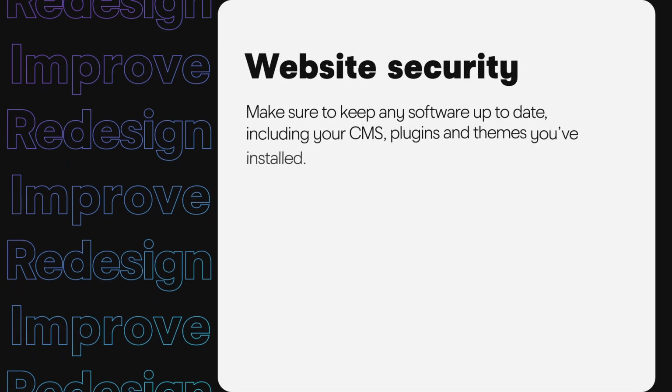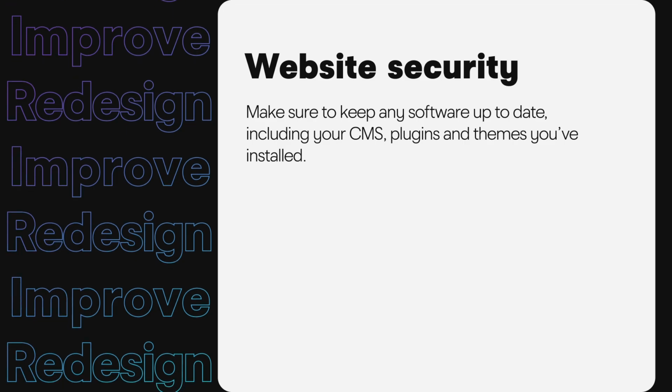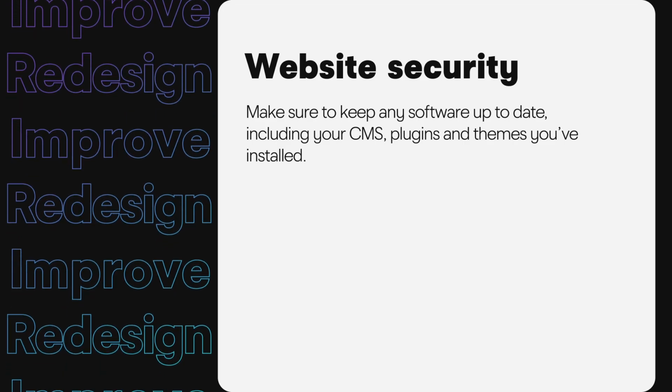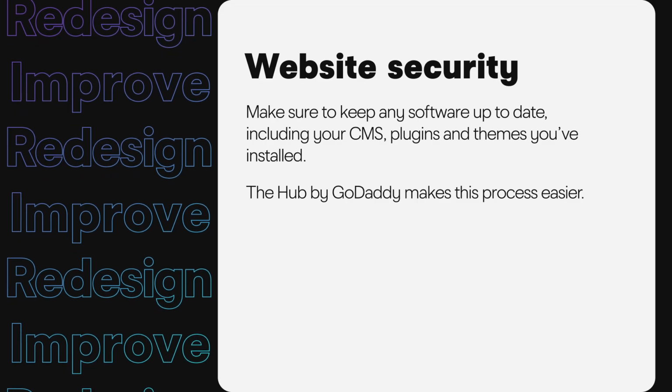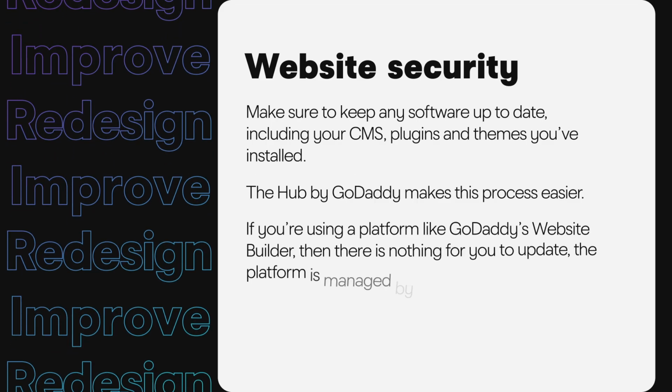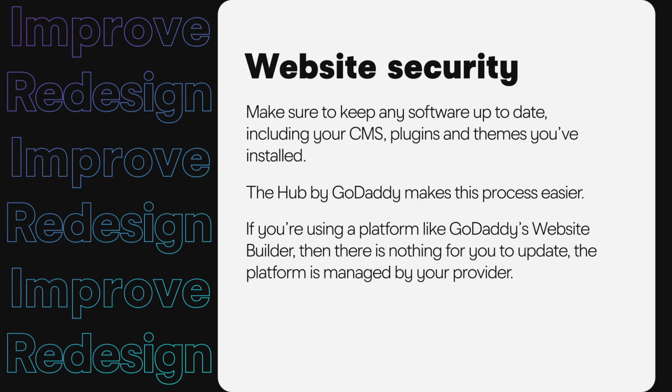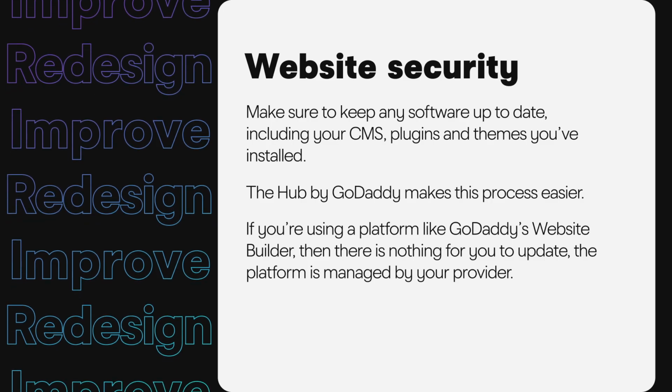Next is website security. Like with performance, we will go over the most common action items, including preventative measures to block malware and malicious activity. For starters, make sure to keep any software up to date, including your CMS, such as WordPress, and plugins or themes you've installed. The Hub by GoDaddy makes this process easier. If you're using a platform like GoDaddy's website builder, then there's nothing for you to update. The platform is managed by your provider. We begin by getting an SSL certificate set up on your website.